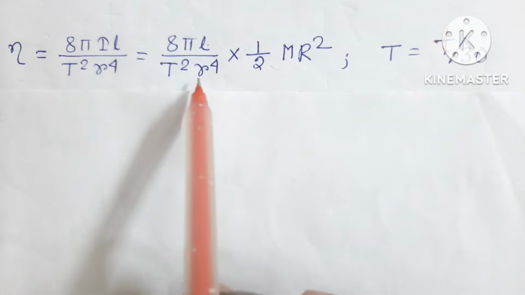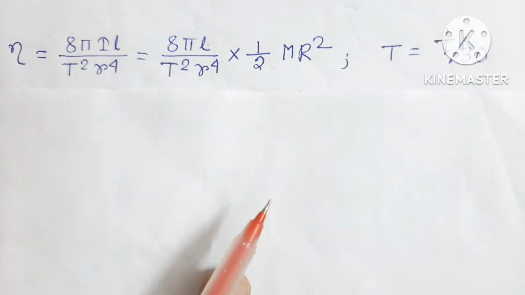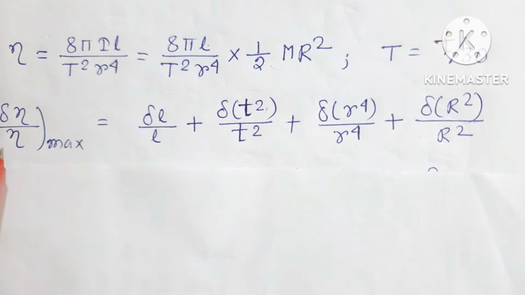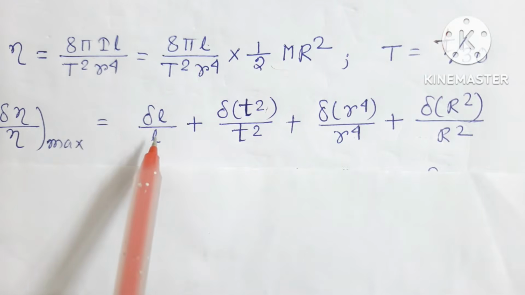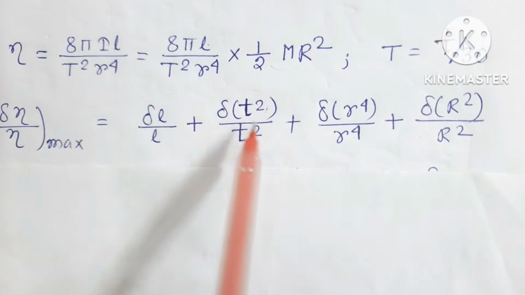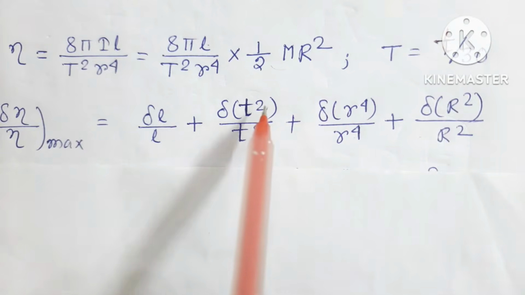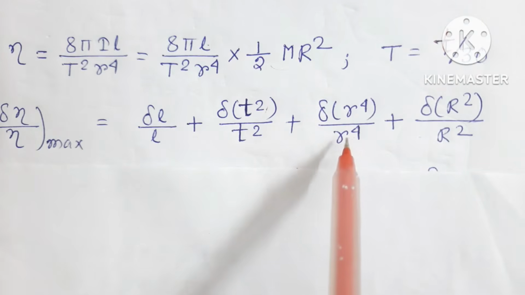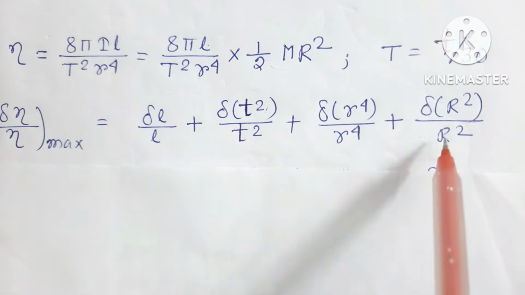Error also comes from this small r term, which is the radius of the wire, right? So let us write in our formula to find the maximum percentage error. Delta eta by eta: this error may come from this L, so we can write delta L by L, and from this T square term. Here we have written small t because capital T is equal to small t by 30. So delta T square by T square. Error may also come from this r, so here we have written delta r to the power 4 by r to the power 4, and it also comes from this capital R, so delta R square by R square.